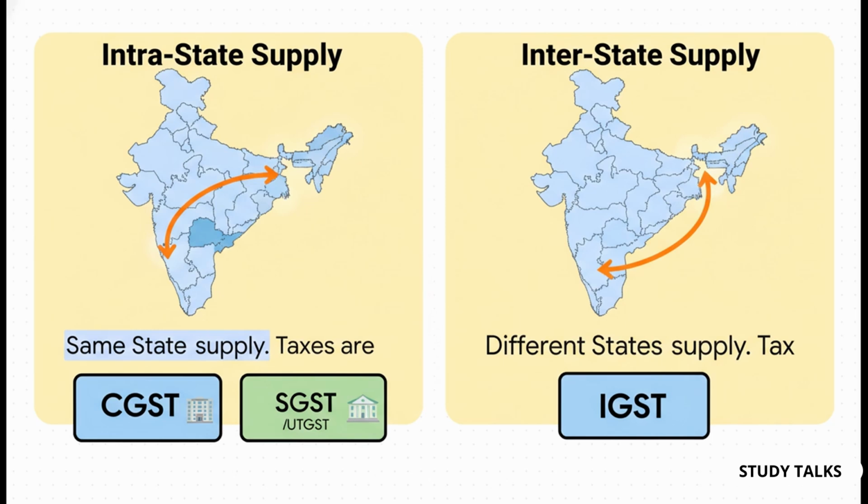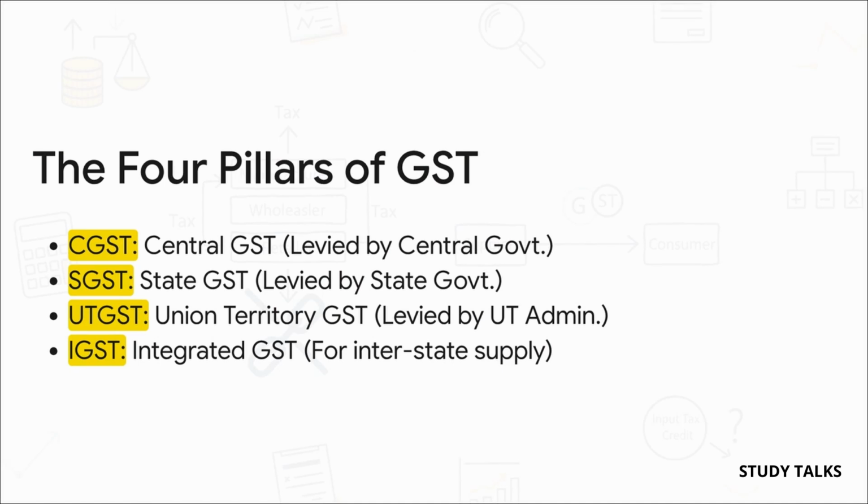Two taxes get charged, CGST for the central government and SGST for the state government. But if that sale crosses a state line, say from Delhi to Mumbai, that's an interstate supply. And here only one tax is charged, IGST. So these are the four pillars, the four names you are going to see in every single exam problem. You've got CGST for the center, SGST for the states, UTGST for the union territories, and the big one, IGST, that handles all the transactions between states.